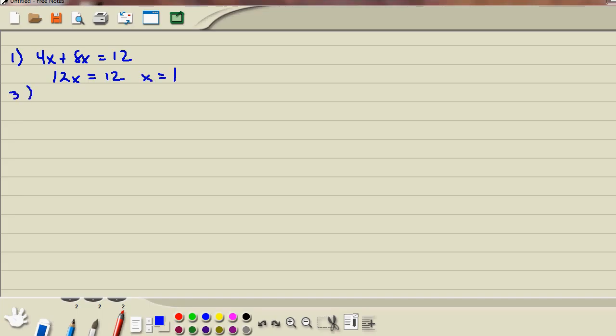For number 3, 2 times (9x plus 3) minus 4x equals 34. And we do the distributive property. 2 times 9x, 18x, plus 6 minus 4x equals 34. 18x minus 4x is 14x. I'm going to subtract 6 from both sides, and I'm going to get 28 on the right side. Divide both sides by 14, and x equals 2.